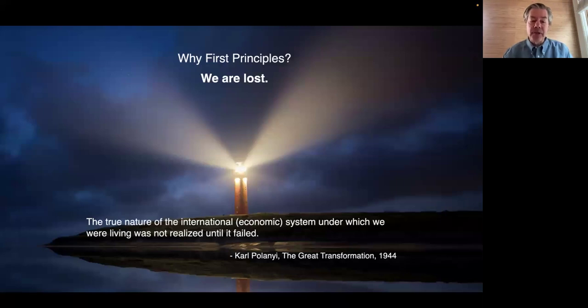And the importance of first principles is that we're lost. We are literally running the world economy on a theory that is grounded in neoclassical economics, which is grounded in Newtonian physics, which is built on some assumptions that are patently false. And so when one is lost, one needs to get back to first principles.